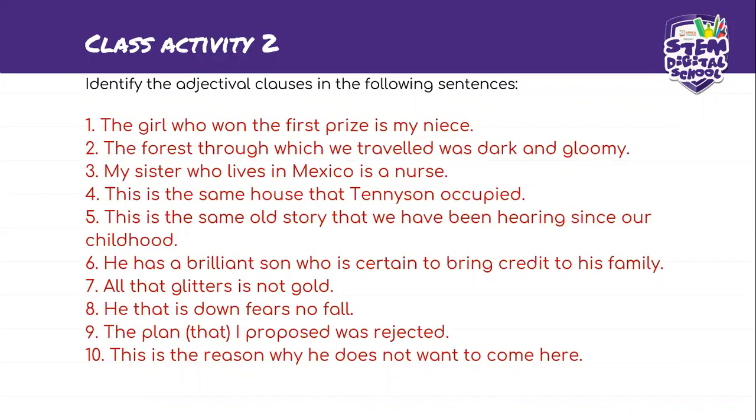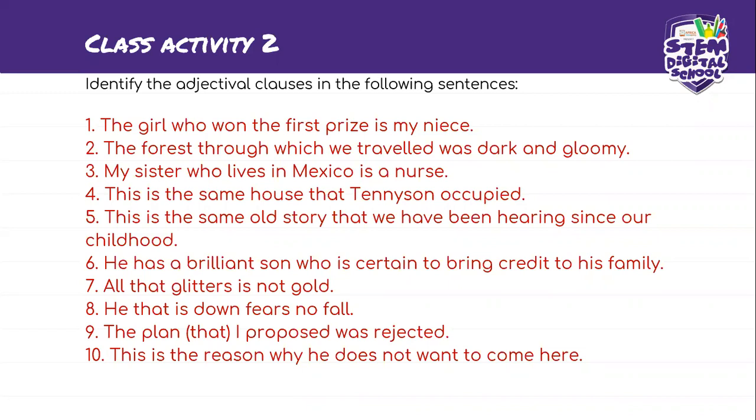So what is the answer for the first one? Who won. Can you just read the whole adjectival clause? Who won the first prize. Yes, thank you. So the adjectival clause here is who won the first prize. Why? Because the adjectival clause who won the first prize describes the girl. It modifies the girl. Thank you so much, Asanda. That is correct. We can go to number 2 now.